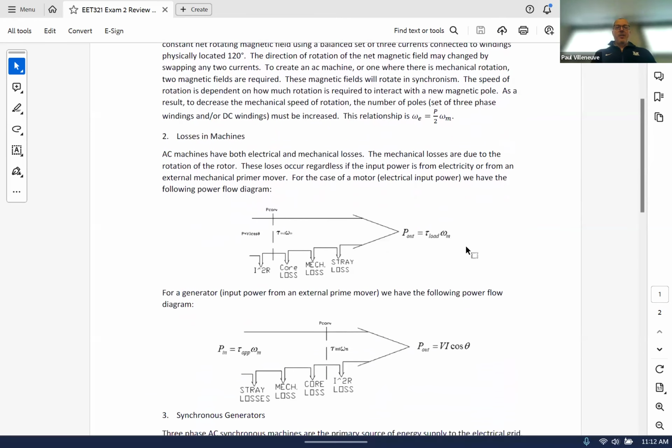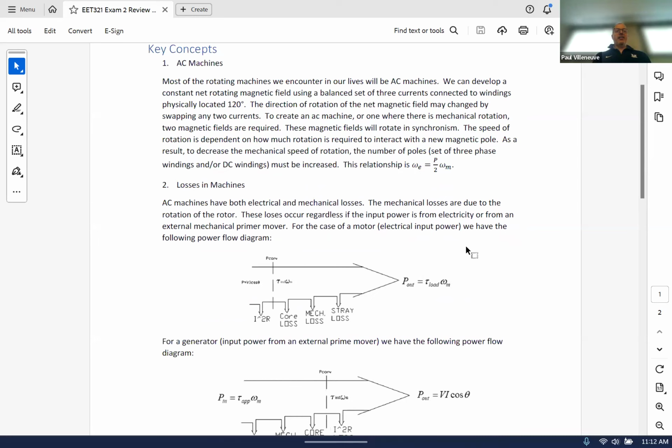All right, so that's the first one about AC machines, but we really didn't even care, if you remember, how the rotor was configured. We hadn't even introduced the concept of a synchronous machine as of yet, so we were not interested in focusing on that.